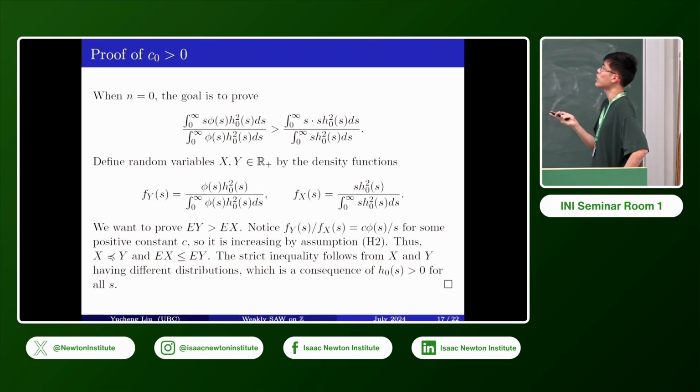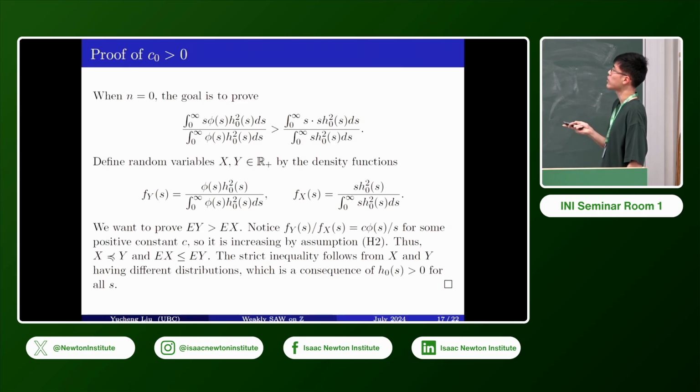To prove this inequality, I should just define my random variables x and y just by the density functions. For the left-hand side, I should really put this phi of s h naught squared of s as my density function, and the denominator here is just the normalization factor. And then the expectation of this random variable y is precisely the left-hand side of the inequality. And I do the same thing for the right-hand side, but now the density function is s times h naught squared of s.